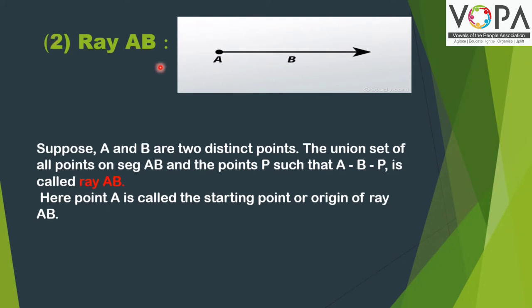Ray AB. Suppose A and B are two different points. The union set of all points on segment AB and the points P such that B is in between A and P is called ray AB. Here point A is called the starting point or origin of ray AB.